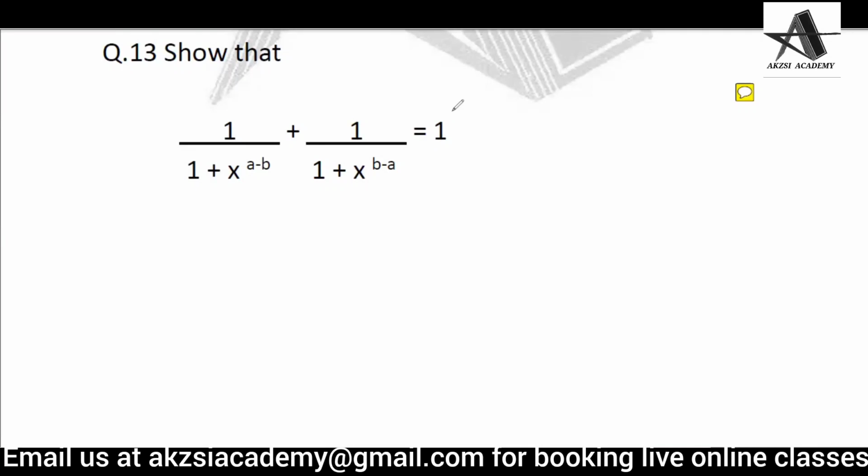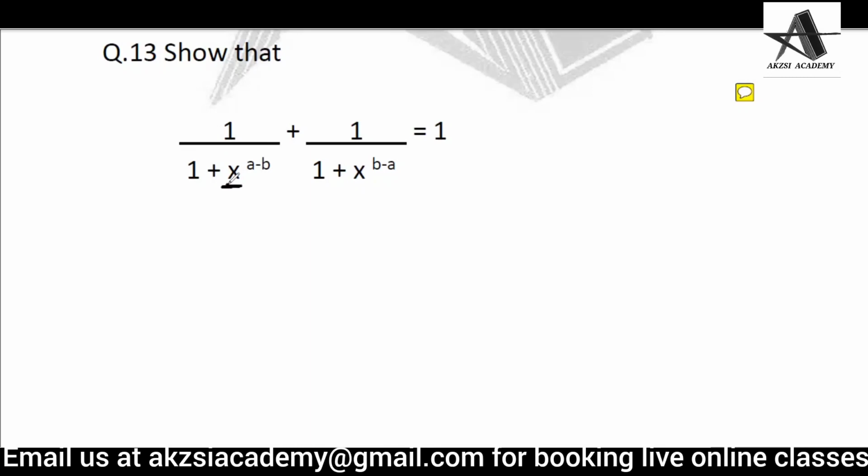Show that 1 over 1 plus x to the power of a minus b plus 1 by 1 plus x to the power of b minus a is equal to 1. We have to show that left hand side is equal to right hand side. So what we have to do is take the left hand side, try to solve it, simplify it, and see whether we are getting 1 or not. Definitely we have to get 1, because they are asking you to show that this is equal to 1.